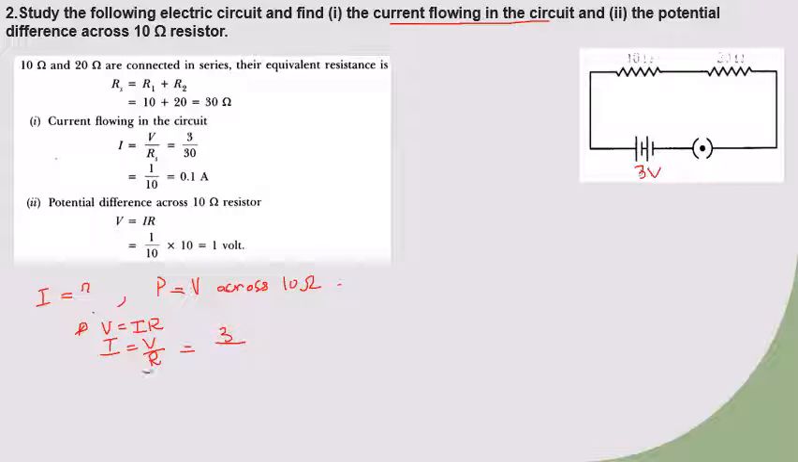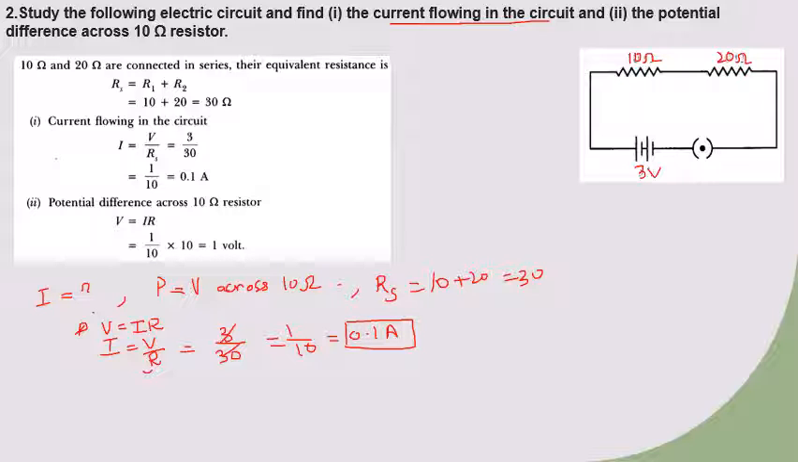But to find out the R, we know that these resistors are connected in series. This is 10 ohm and the other one is 20 ohm. When they are connected in series, the equivalent resistance Rs will be 10 plus 20, that is 30. So R is 30. So we are getting 3 upon 30, which is nothing but 0.1 ampere. So 0.1 ampere is the current flowing through this circuit.